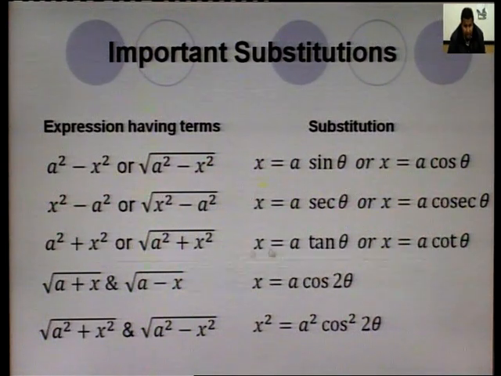Similarly, here also, when you put the value a tan theta, a square plus a square tan square theta will become, with a square common, 1 plus tan square theta, that will become sec square theta, and the whole term will become a sec theta. Similarly, if you put the value a cos 2 theta here, this will become a into 1 plus cos 2 theta, that will become 2 cos square theta. For the minus term, this will become a into 1 minus cos 2 theta, that will become 2 sin square theta.